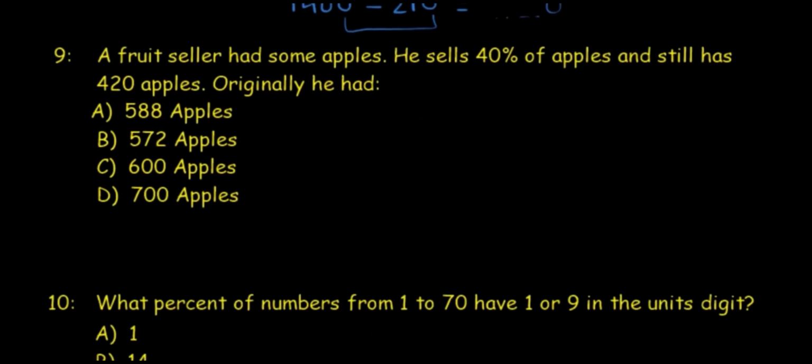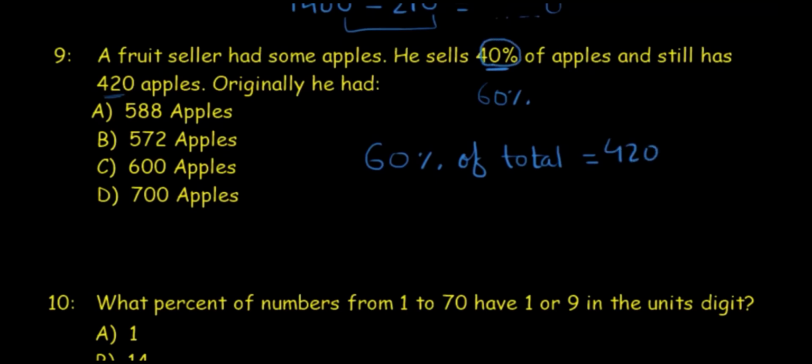Next question. They're saying a fruit seller had some apples. He sells 40% of the apples and still has 420 apples. Originally, he had how much? Well, if he sold 40%, that means he's left with 60%. Would I be right to say that 60% of the total number of apples that he had are left over, which is 420? So he sold 40% and he's left with 60%.